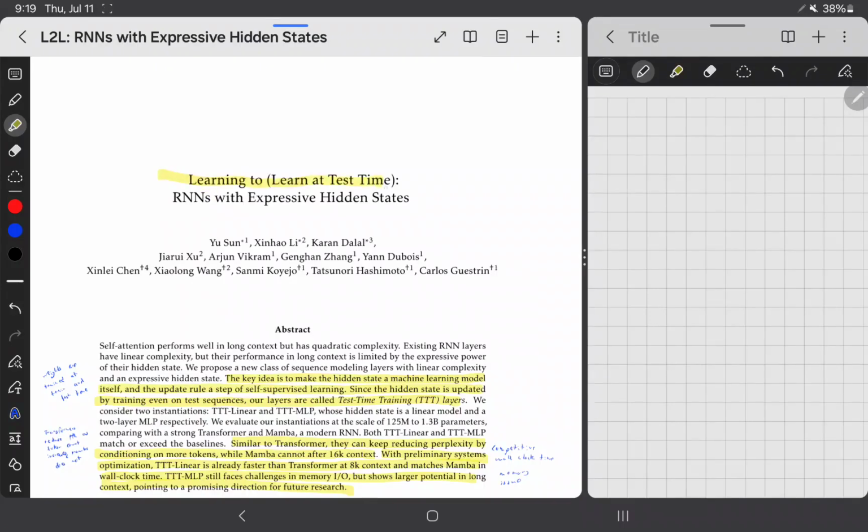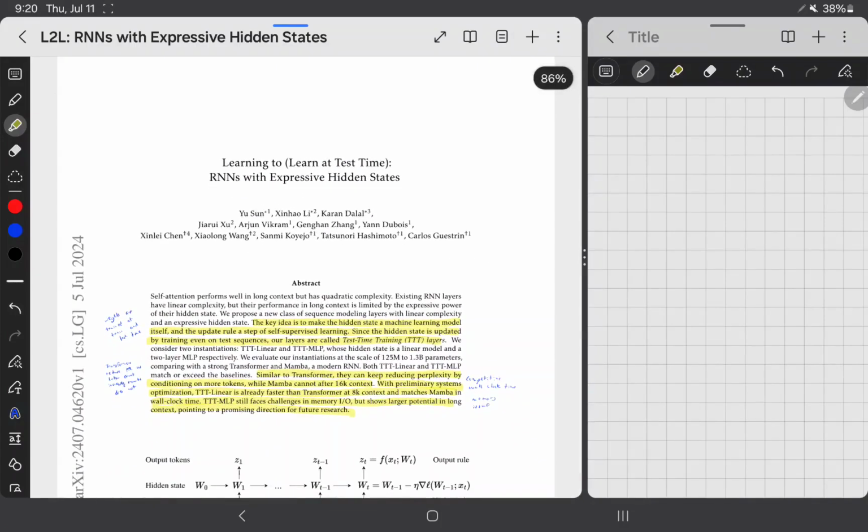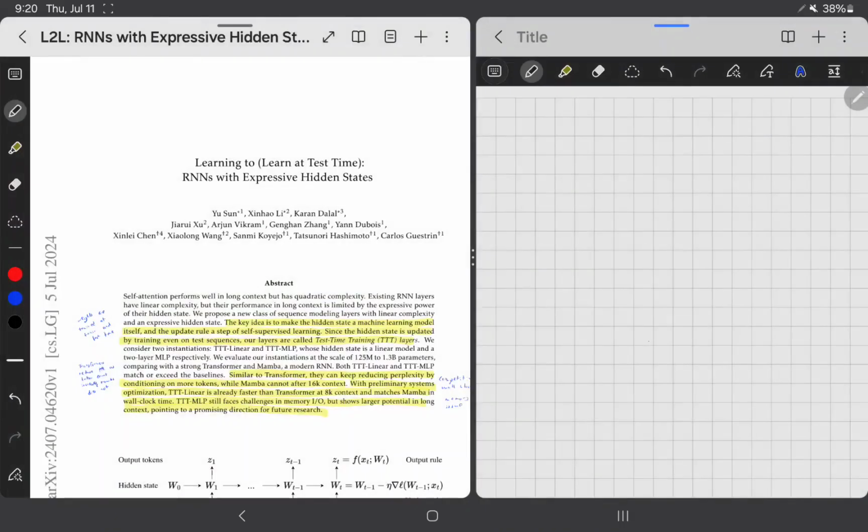So, learning to learn at test time. That's the name of the paper, RNNs with expressive hidden states. So another linear transformer, or an RNN, because all linear transformers are basically RNNs. So let's go over this.